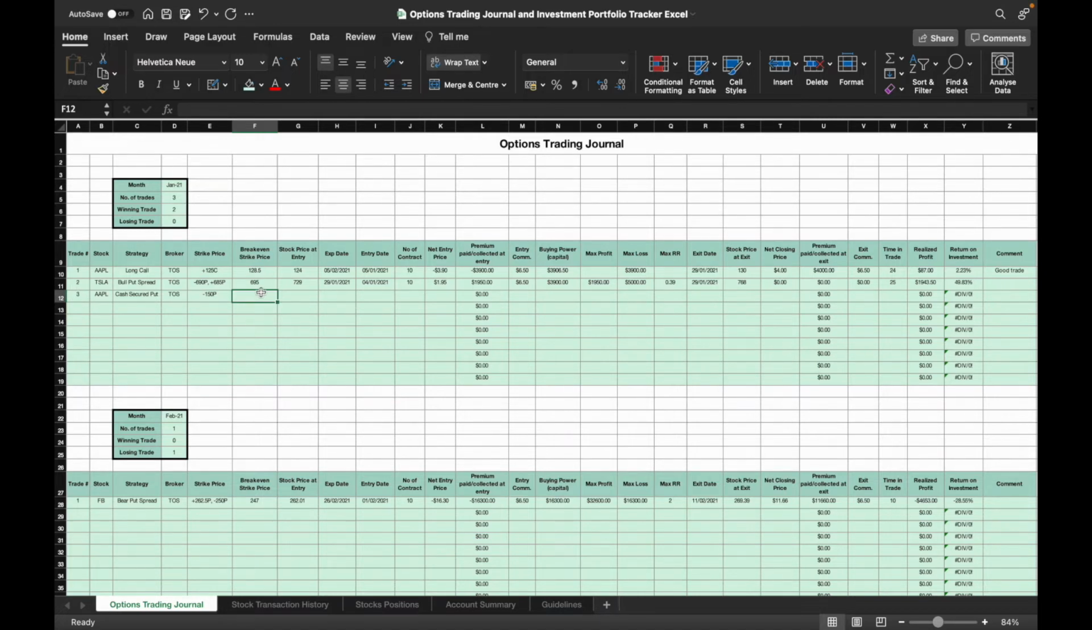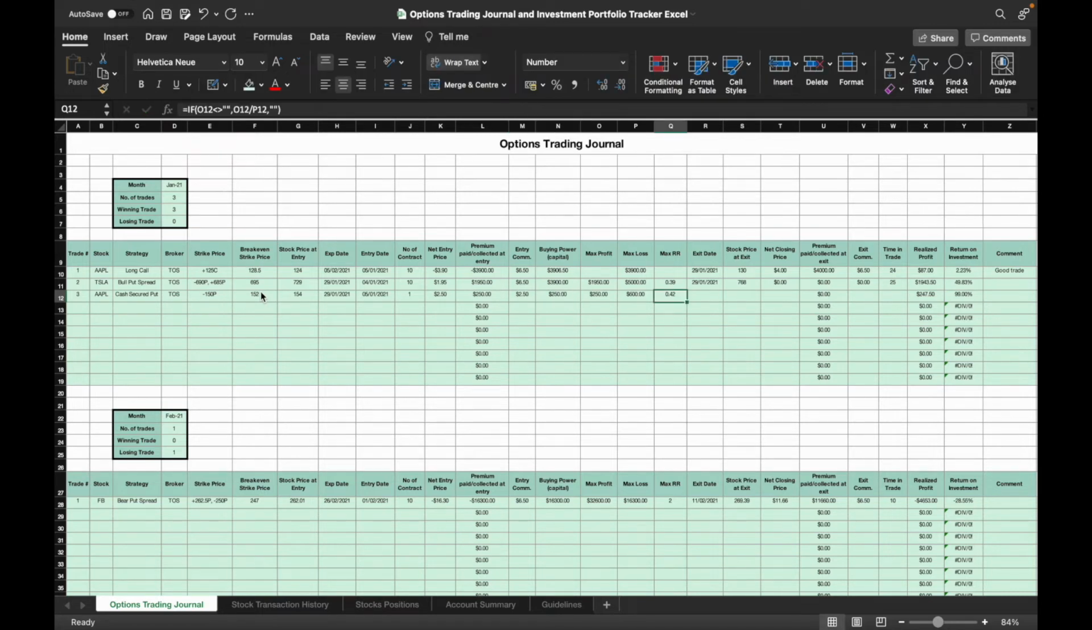My break-even strike price is 152. When I enter this trade, Apple stock is trading at $154. This put option expires on 29th of January, and I entered this trade on 5th of January. The contract that I sold is one contract. For the net entry price, I received a credit of $2.5 for entering this trade, so the total premium I collect is $250. The commission charged by the broker is $2.50.